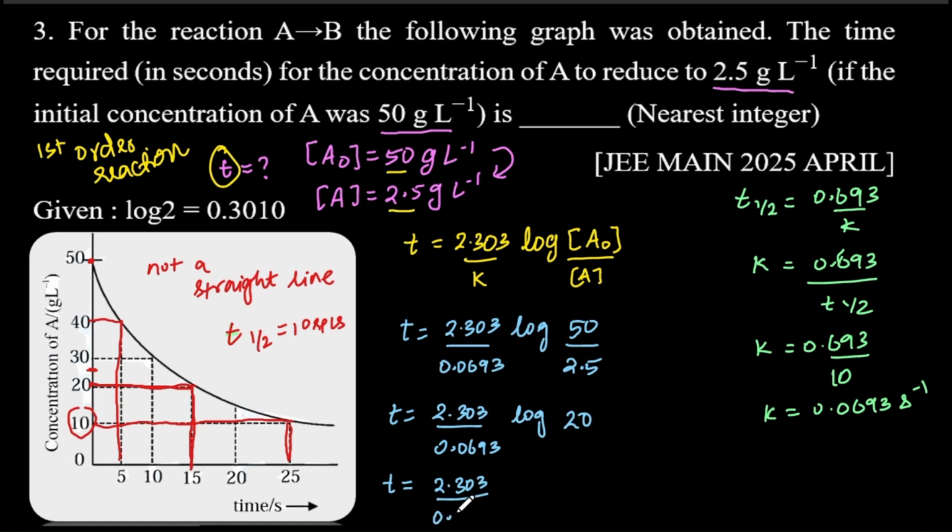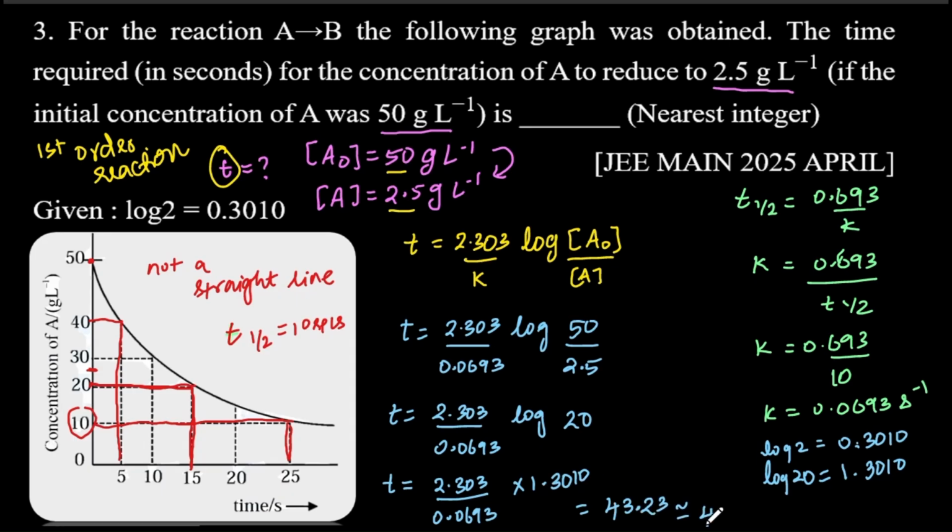2.303 divided by 0.0693. Log 2 value is, so we know the value of log 2, right? 0.3010. Here you are having log 20. So 2 digits are there, so you have to write 1.3010. So the log 20 value is 1.3010. And if you solve this, you will get the answer as 43.23. So the nearest integer is 43 seconds, or 43.2 seconds.